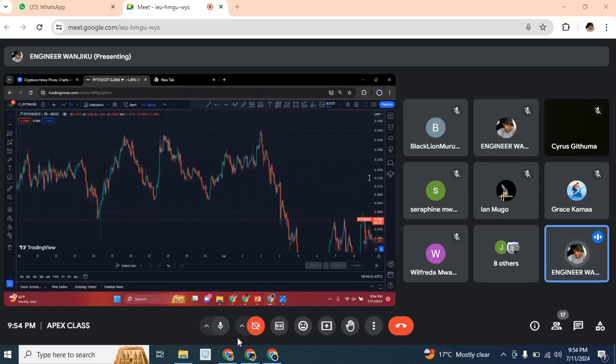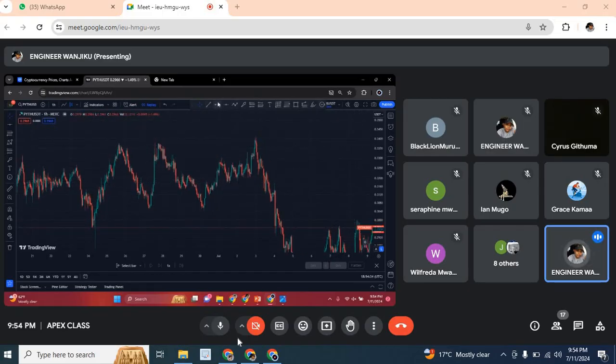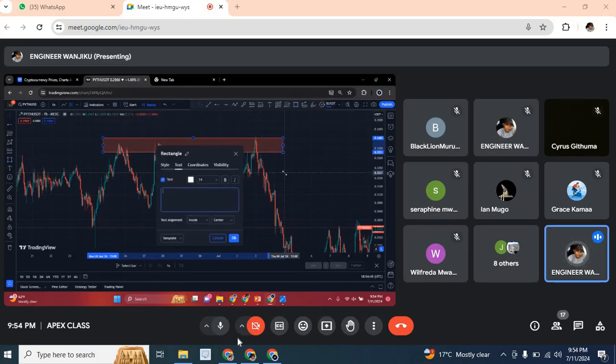If you look at this point right here, you'll notice, and no wonder we are saying support and resistance zone. You cannot use a line, because if you use a line like this, you'll miss some points. It is a zone, so we map it out using rectangles. So I'll take my rectangle, and if you notice this zone right here, this is my zone of support.